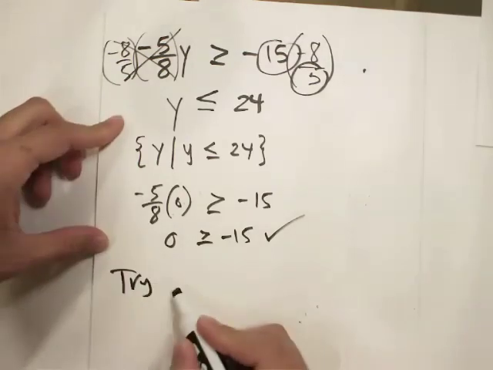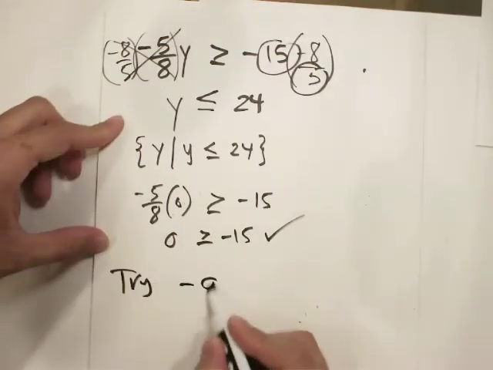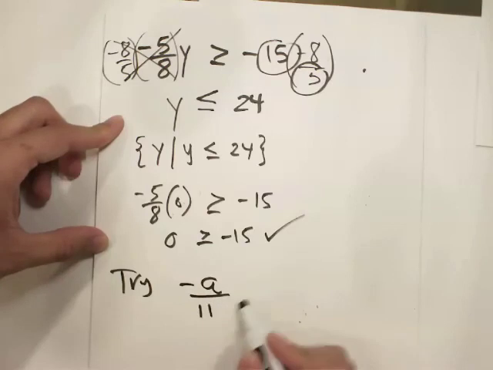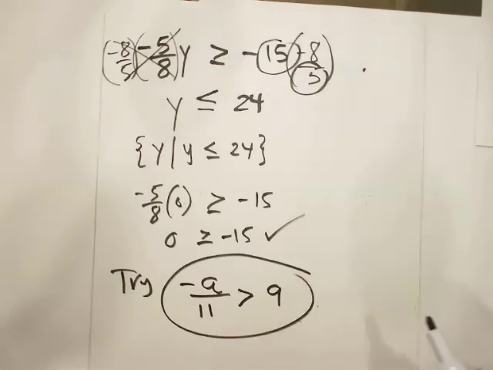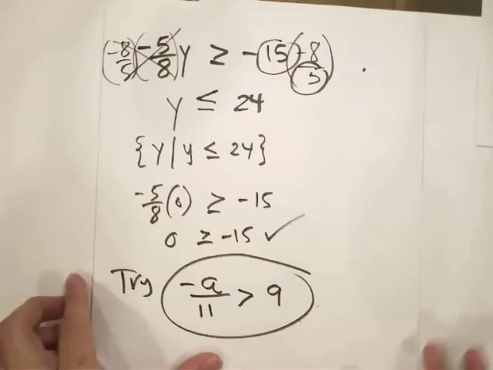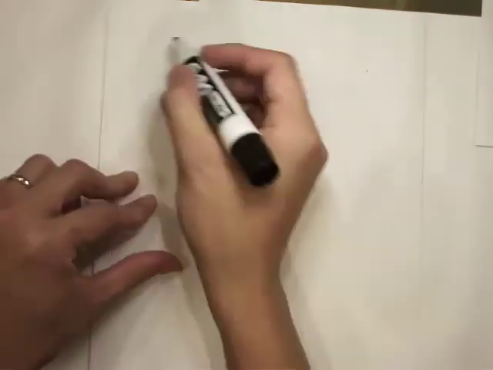So I want you to go ahead and try this next example yourself. Negative a over 11 greater than 9. Okay, so try to solve for a. Don't forget, if you don't see a coefficient in front, you can certainly replace that with a 1. Okay, just to kind of help you with that. Here's the last example of this one right here.